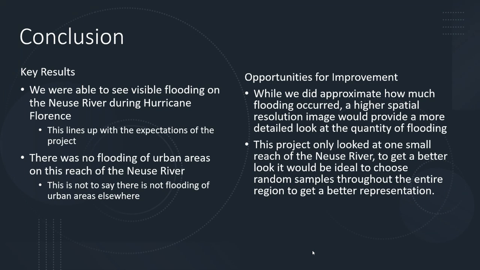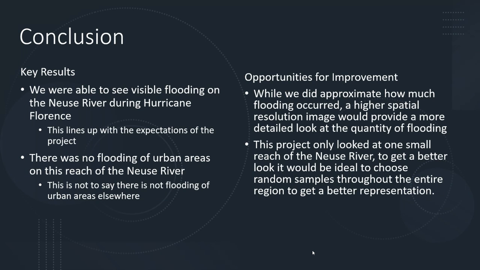To summarize our key results, we were able to see visible flooding on the Neuse River and approximately quantify this flooding. This is consistent with our expectations. To answer our other question, we did not see any flooding of urban areas in this particular reach. This is not to say that there is not flooding of urban areas from Hurricane Florence in other reaches or other rivers. There are some opportunities, as with any project, for improvement.